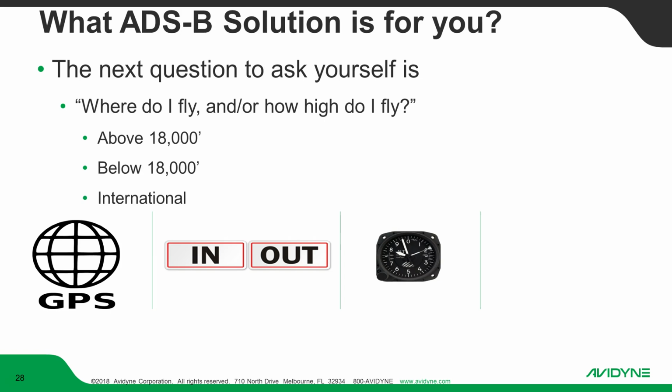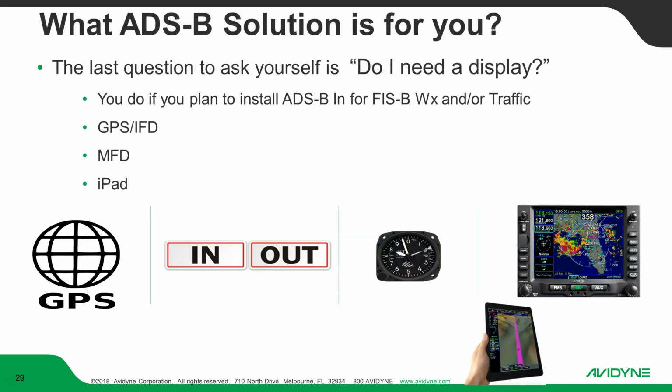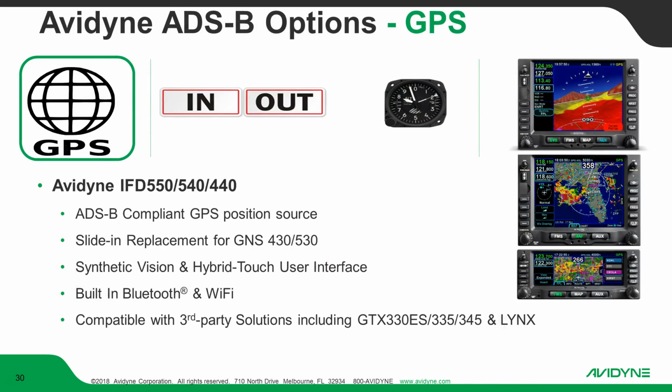Another question, of course, is, am I a high flyer? Do I fly above 18,000? Am I flying internationally? That's going to affect your decision. And do I need a display? Do I have an MFD already? Am I looking at buying one of these integrated IFR GPSs, or do I have an iPad that's going to do that for me? What are my options?